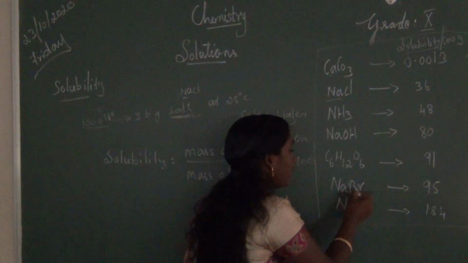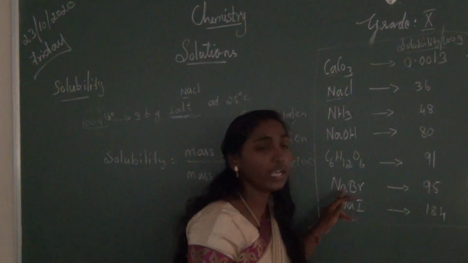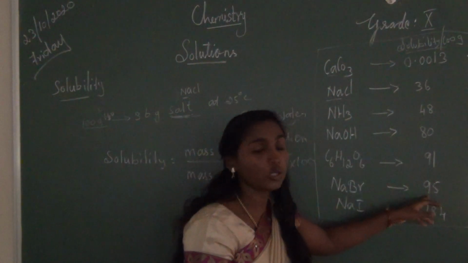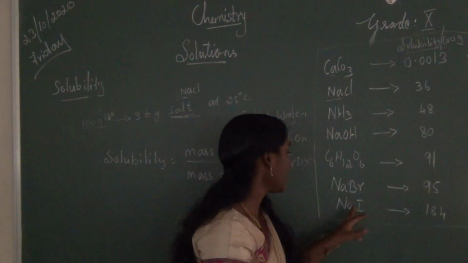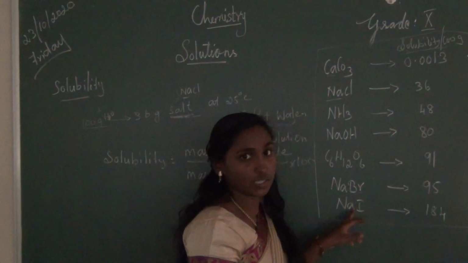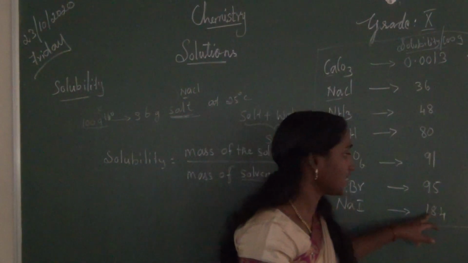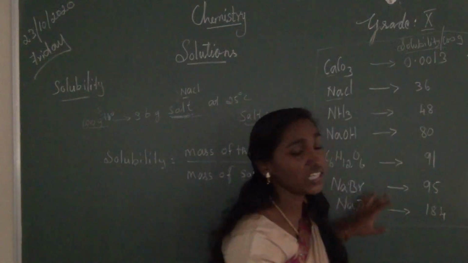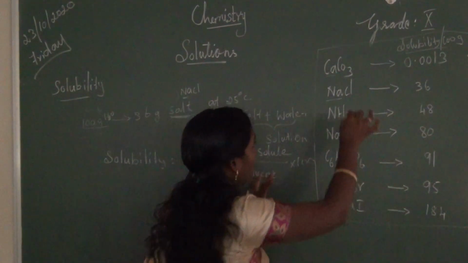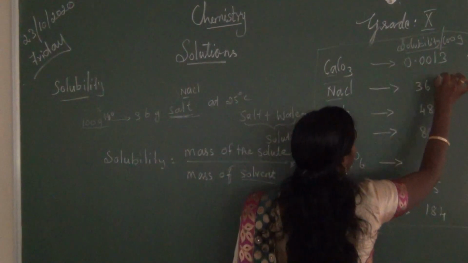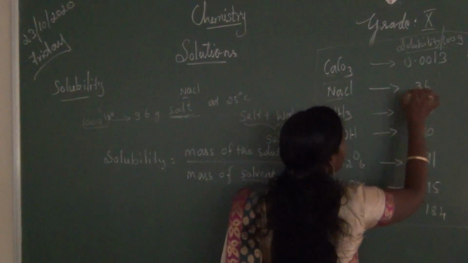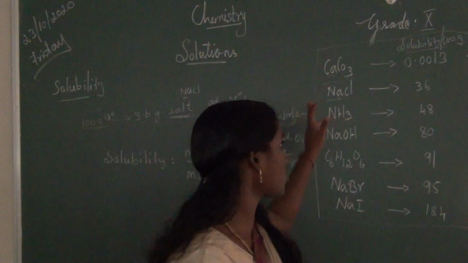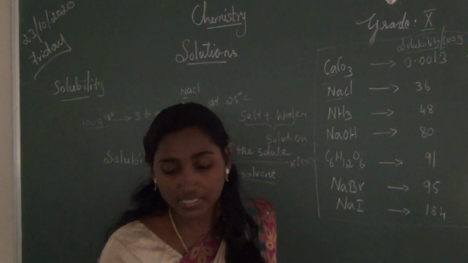Then sodium bromide, NaBr. Its solubility value is 95 gram. Then sodium iodide, that is 184 gram. So study these values. Here the important one is sodium chloride. What is the solubility value of sodium chloride? 36 gram. The solubility of sodium chloride is 36 gram.